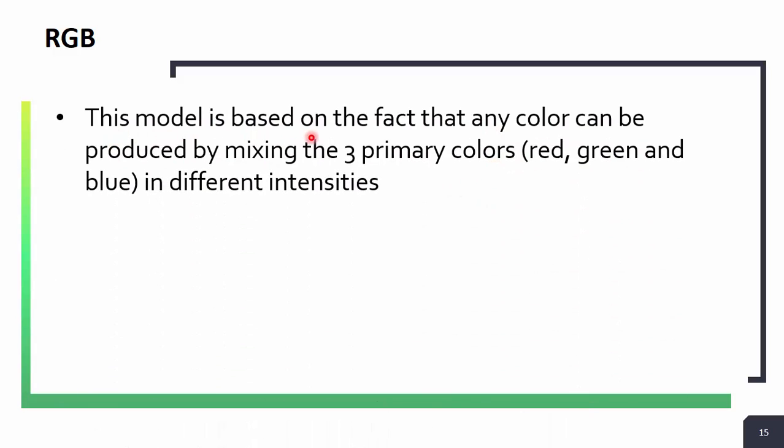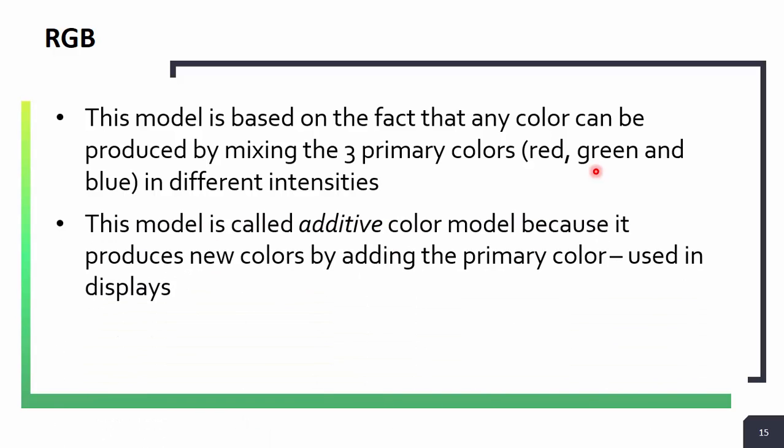This model is based on the fact that any color can be produced by mixing the three primary colors, that is red, green, and blue, with different intensities. We take these three components, mix them with different quantities or intensities, and we will get different colors. This model is called the additive color model because it produces new colors by adding the primary colors.